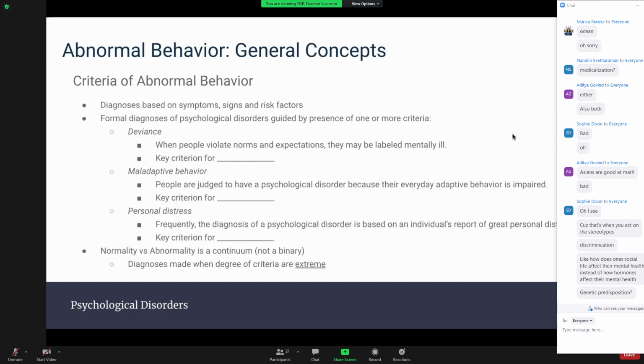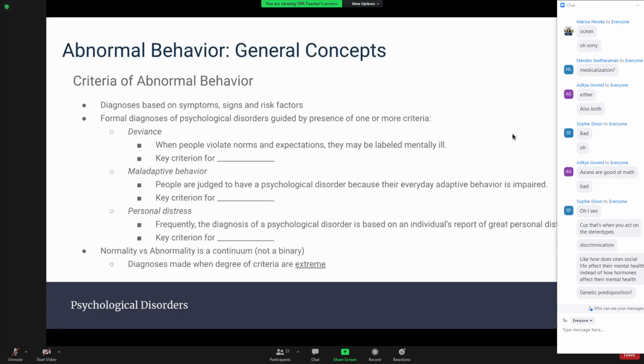Symptoms are obviously the things that you see, and signs are pretty much the same thing as symptoms. But when it comes to diagnosing psychological disorders, you're going to look at whether the disorder meets one of three criteria. The first one is going to be deviance.